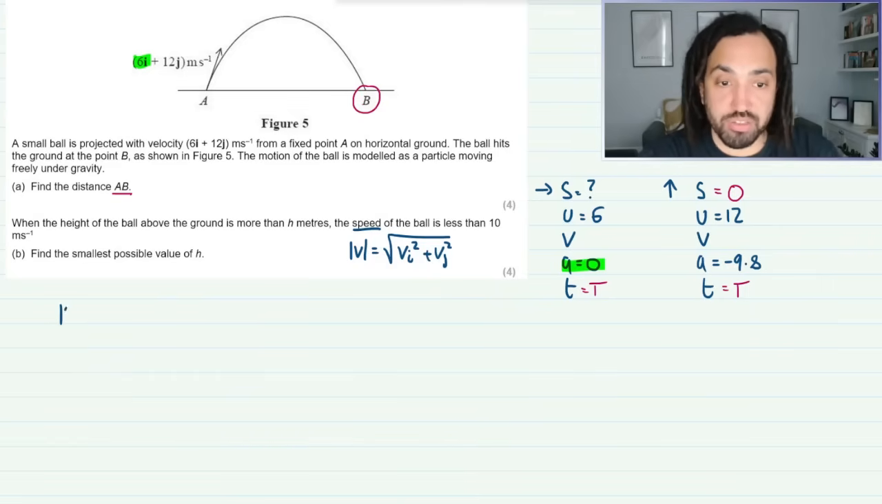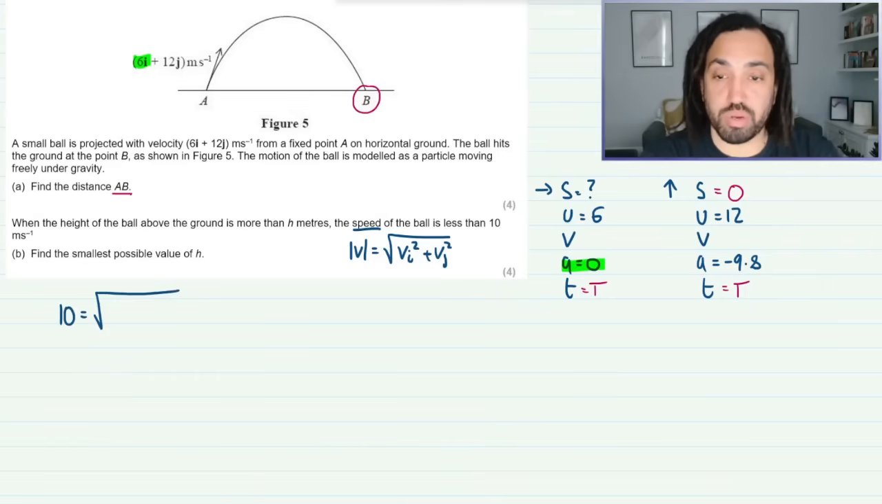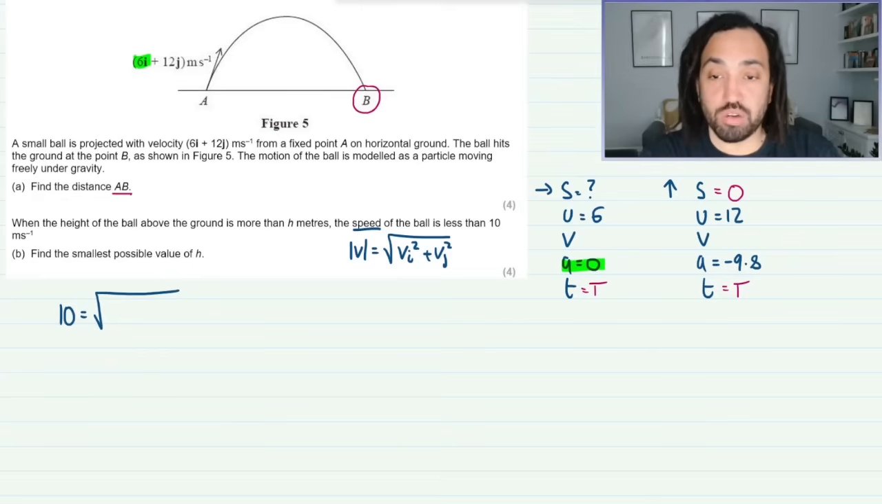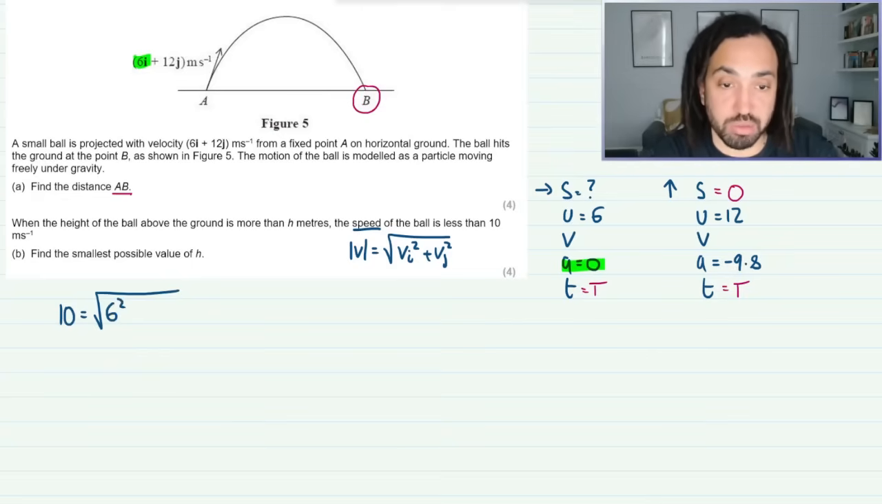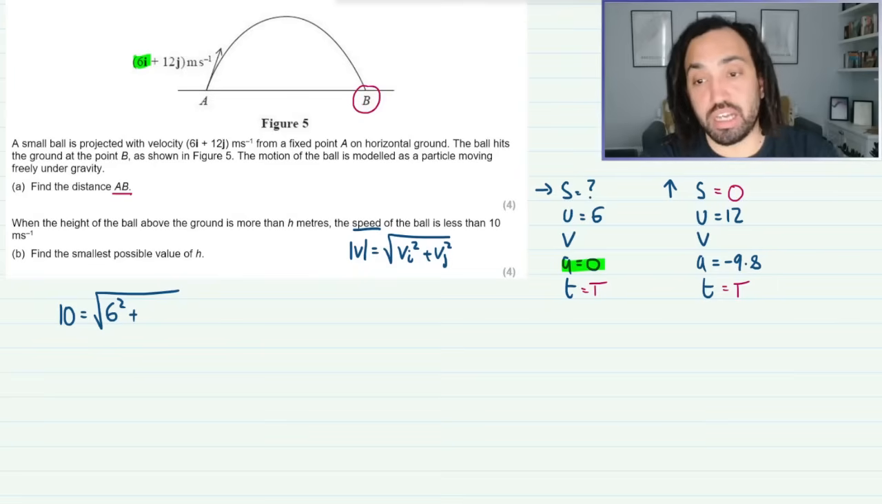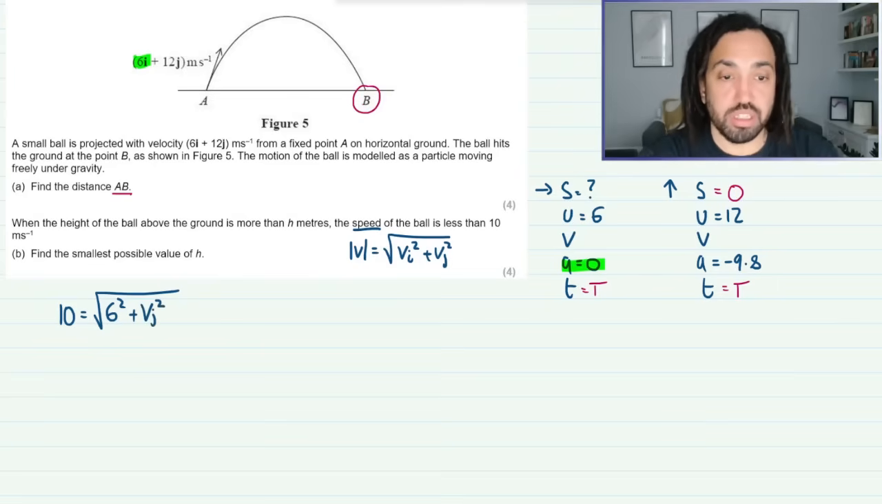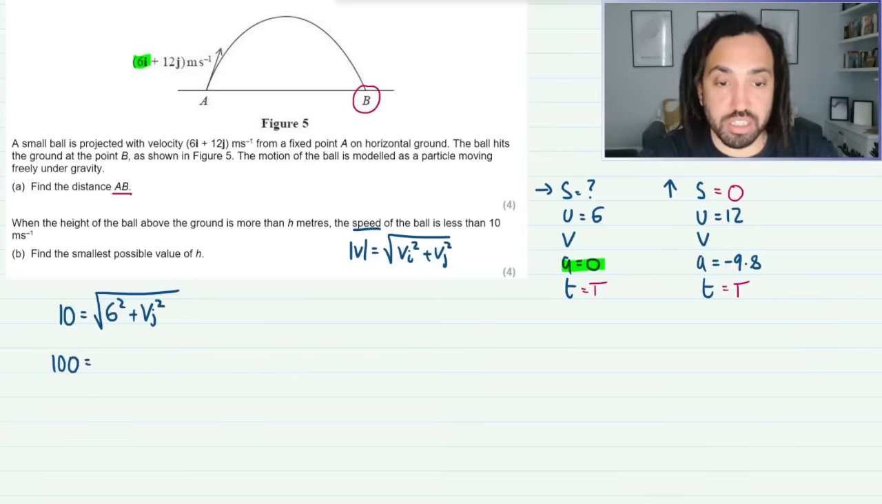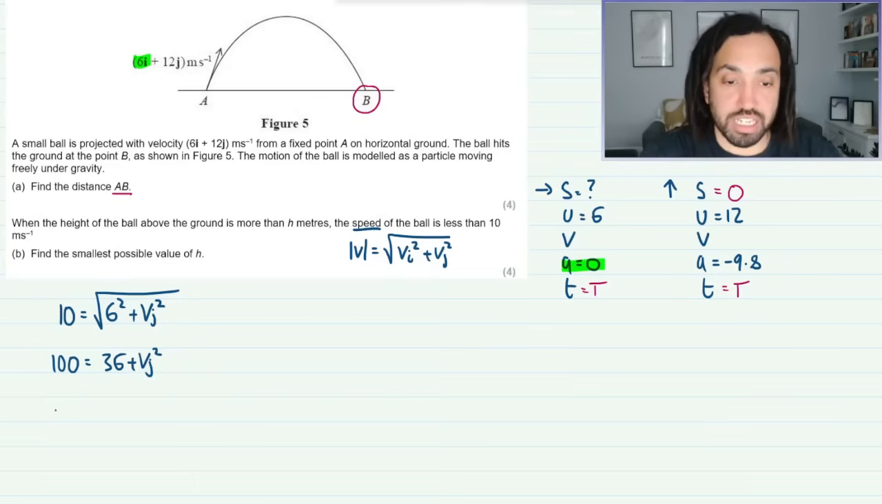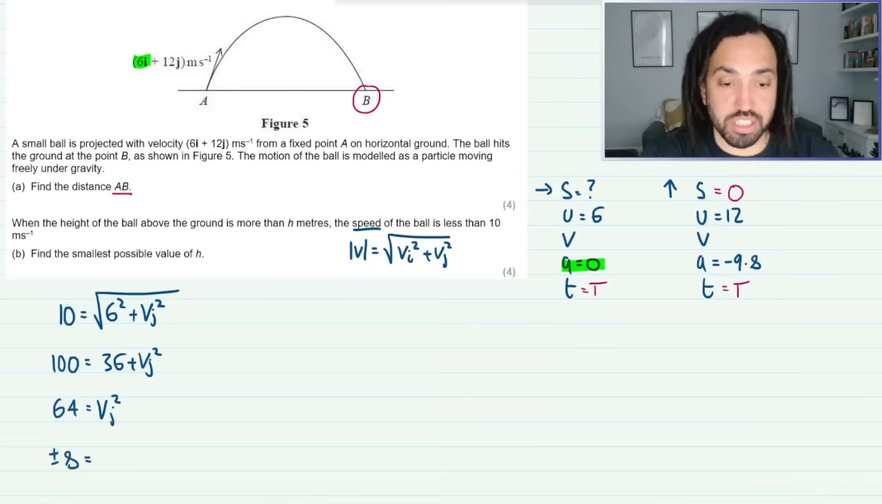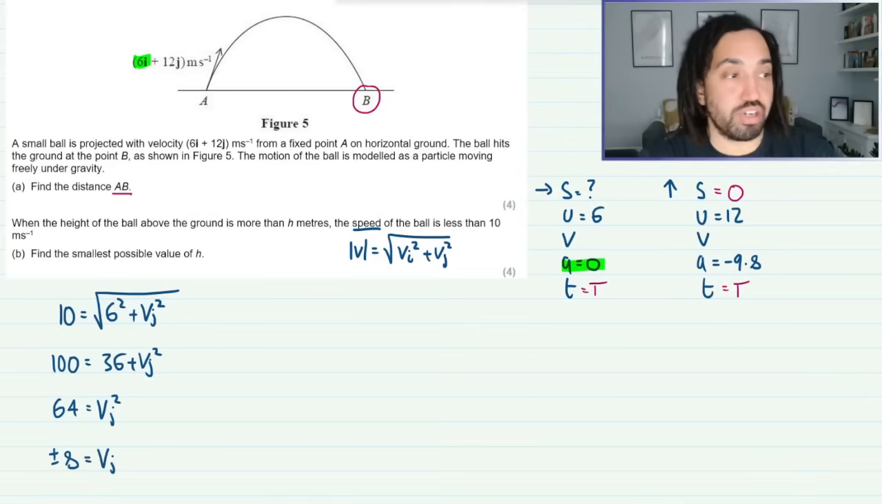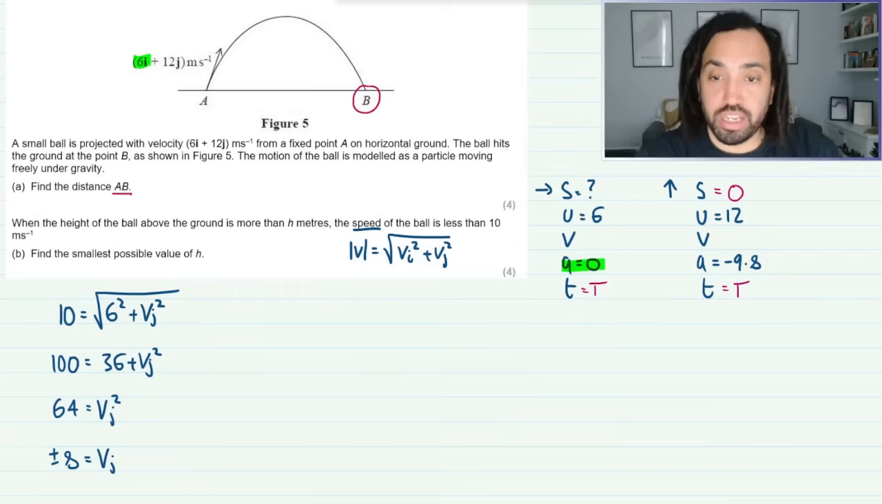Well, if we had a speed of 10, then that would equal the square root of, again, the horizontal component squared, which would be 6 squared, plus the vertical component squared. So squaring both sides is going to give me this. Subtracting and then square rooting is going to give me plus minus 8 is equal to the velocity in the j direction. Okay, so that kind of makes sense.